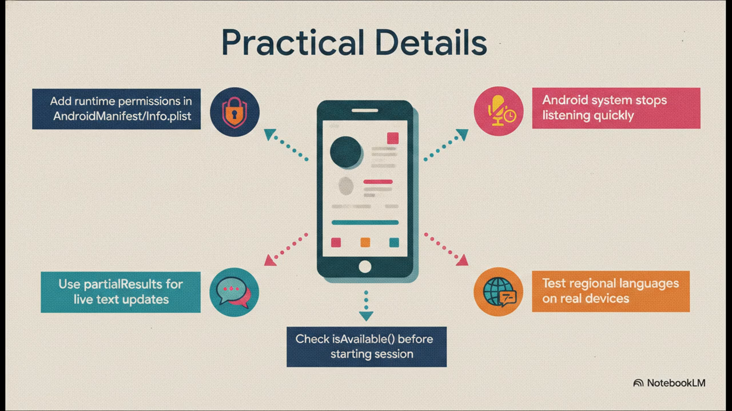Now, in practice, assembling these blocks does come with a few quirks. For instance, skipping runtime permissions in your Android manifest or info.plist, that is literally the #1 reason these features fail silently during testing. You also really need to know the quirks of the platforms. Android, for example, stops listening very quickly after a user pauses, and you can't really change that. So to keep your UI feeling responsive, you're going to want to use partial results so that the text appears live as the user speaks. Oh, and always check is available before starting. Plus, if you're supporting regional languages, for sure test on physical devices, because language support depends heavily on the device's operating system, not the plugin itself.